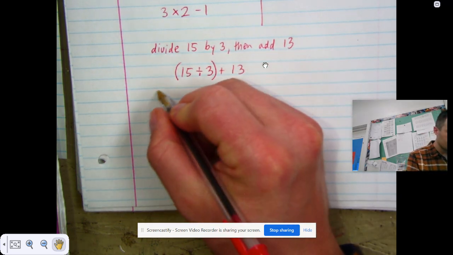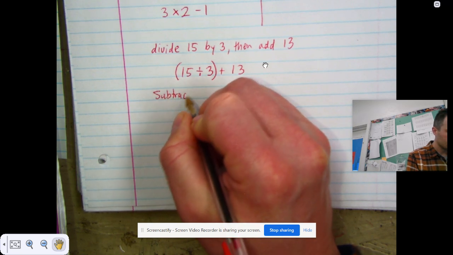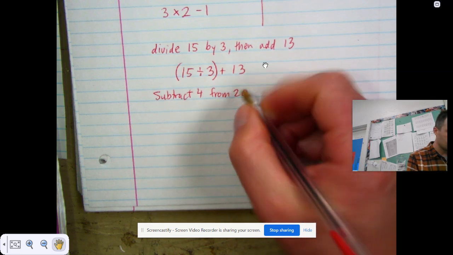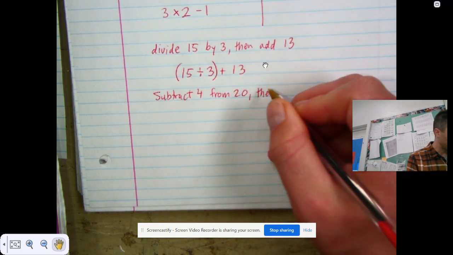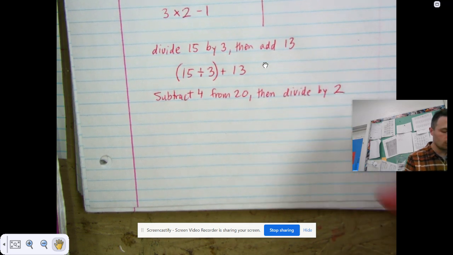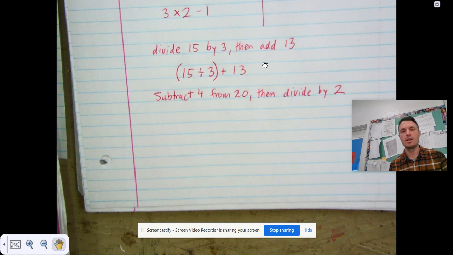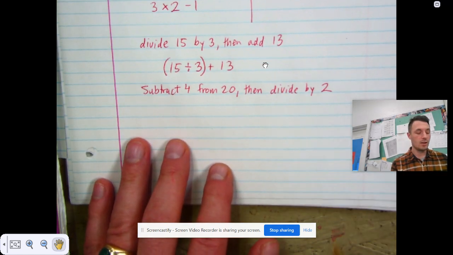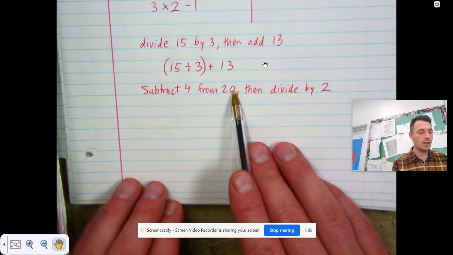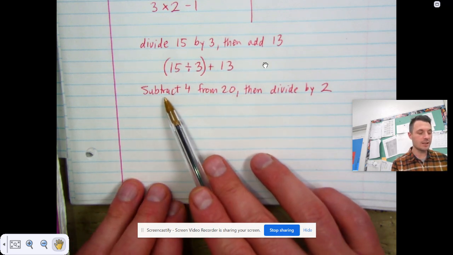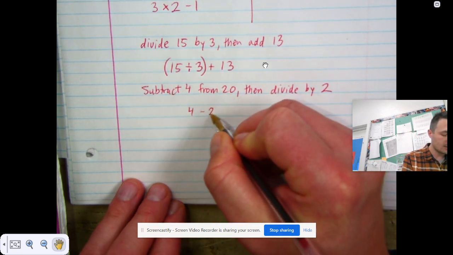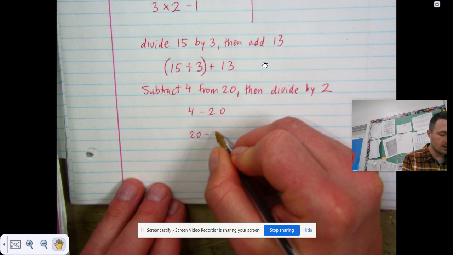Here's another one. Subtract 4 from 20, then divide by 2. This is another situation where it's easy to accidentally get these numbers reversed. I know I'm subtracting here because it says subtract 4 from 20. So do I write this or do I write this?